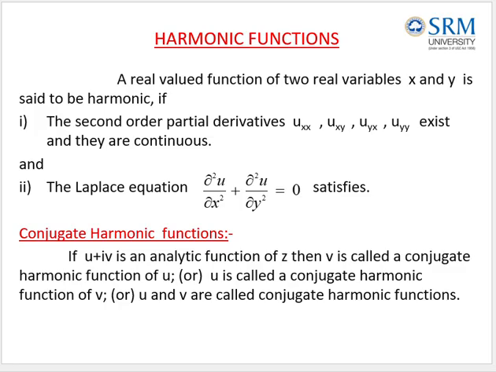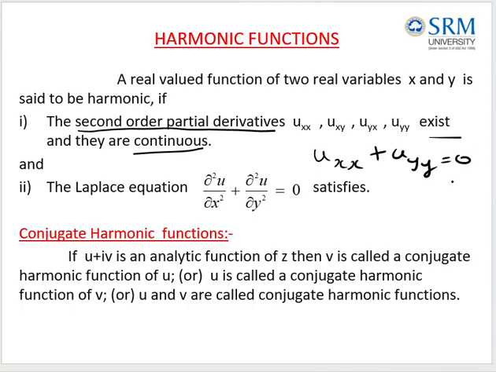Today we are going to see harmonic functions. A real valued function of two variables x and y is said to be harmonic if second order partial derivatives exist and they are continuous and it should satisfy Laplace equation. I have given here Laplace equation in Cartesian form because the function is a function of x and y. So it should satisfy the Laplace equation uxx plus uyy equal to 0. Then we can say the function u is a harmonic function.